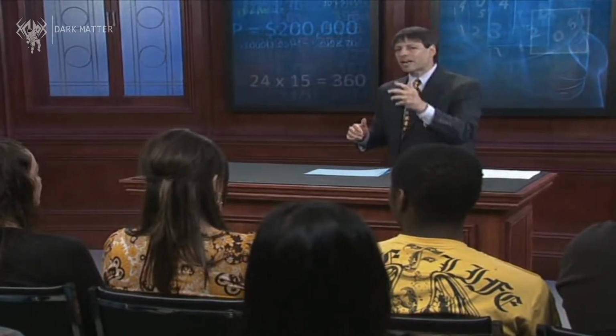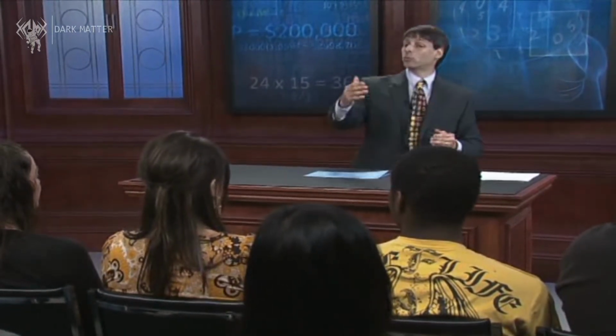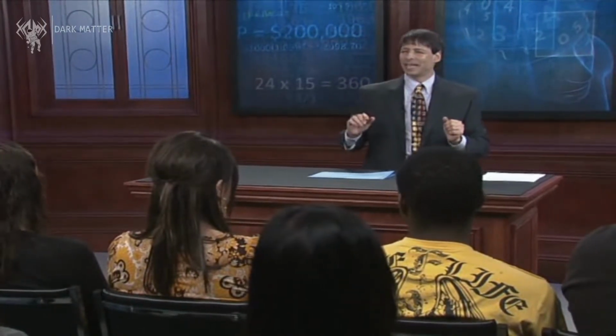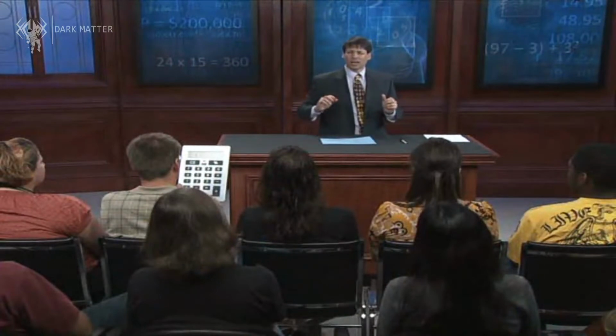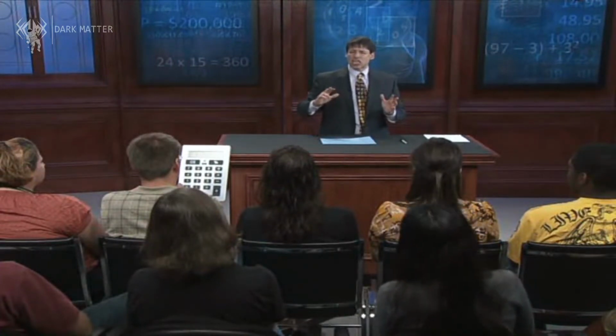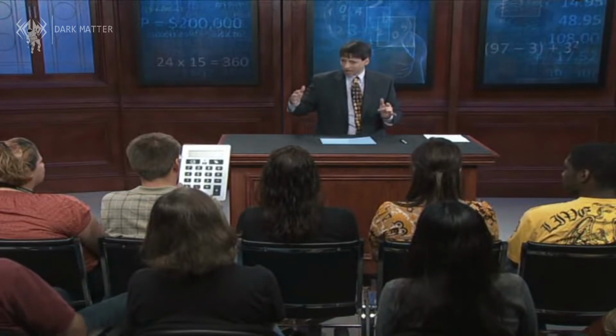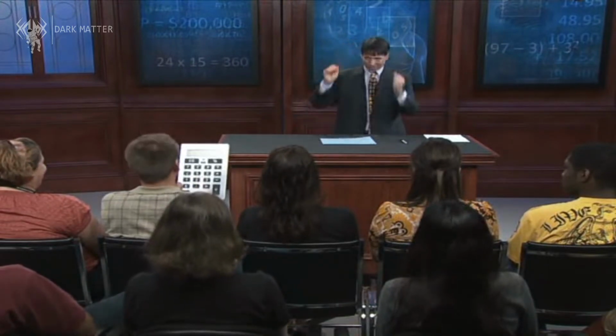Here, let's do another 4-digit number. 7,856 divided by a different 1-digit number, not 5 this time. 7. Okay, that is going to be 1,122.285714. Good. All right.